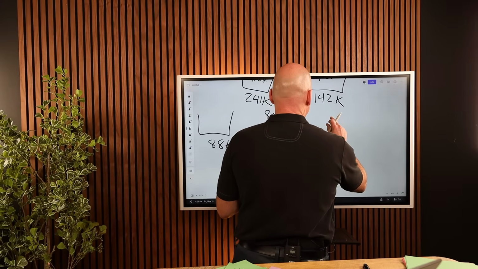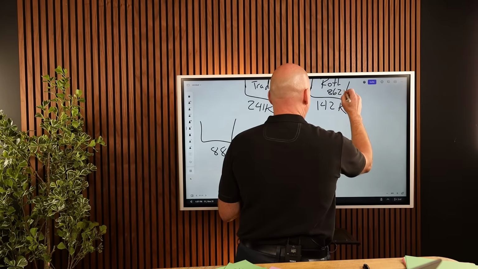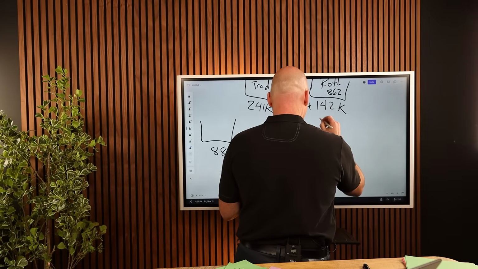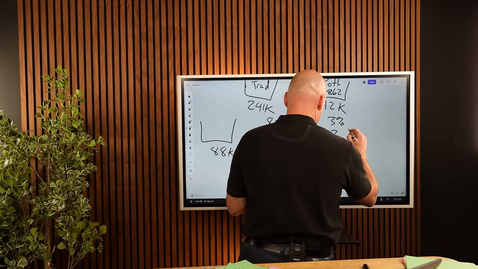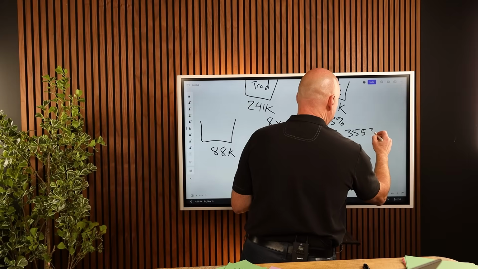That $142,000, we started with $862,000 in the Roth IRA account at the full retirement age of 67, adding $142,000 per year and getting that 3% growth now brings our Roth IRA account up to $2,355,395.